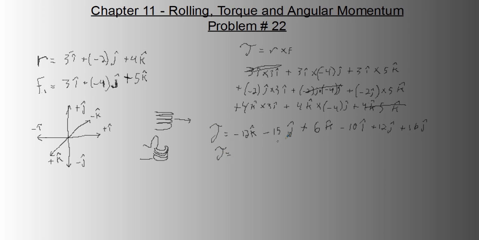Now we can combine I terms. We get negative 10 and positive 16, so that's plus 6i. The j terms, negative 15 plus 12, that's negative 3 total, negative 3j. And then the k's, we get negative 12 plus 6 is negative 6k. And then the unit for that is a Newton meter. And that's how you do right hand rule.